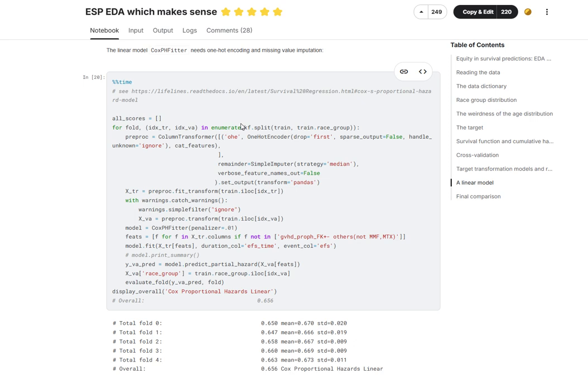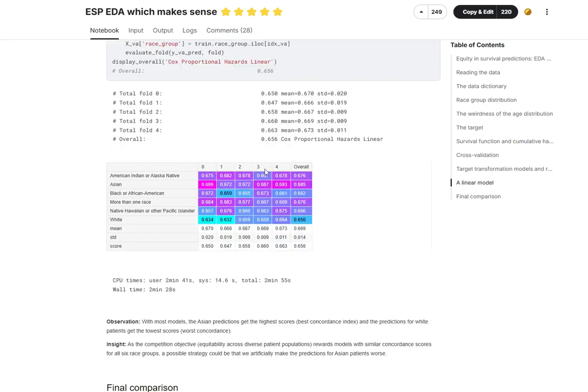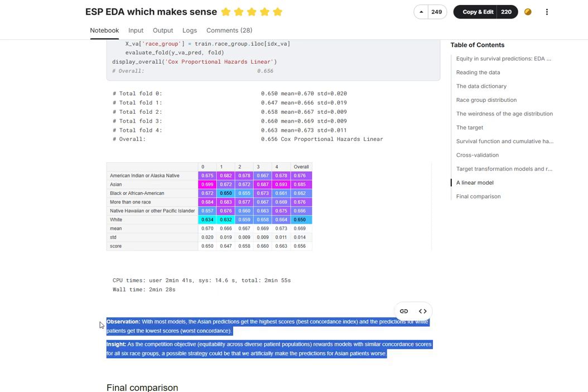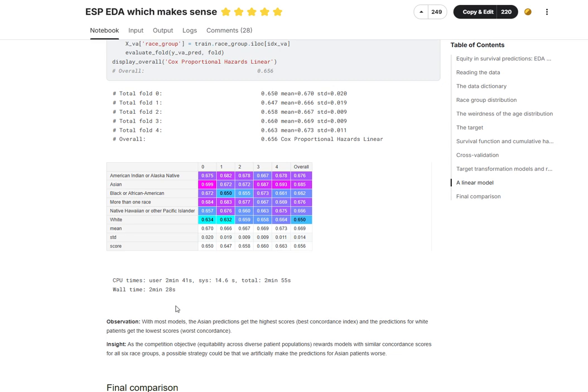Interestingly, with most models, predictions for Asian patients tend to have the highest concordance index, while predictions for white patients have the lowest. The author suggests that a strategy would be to reduce the bias. We can intentionally worsen the result for Asian patients.